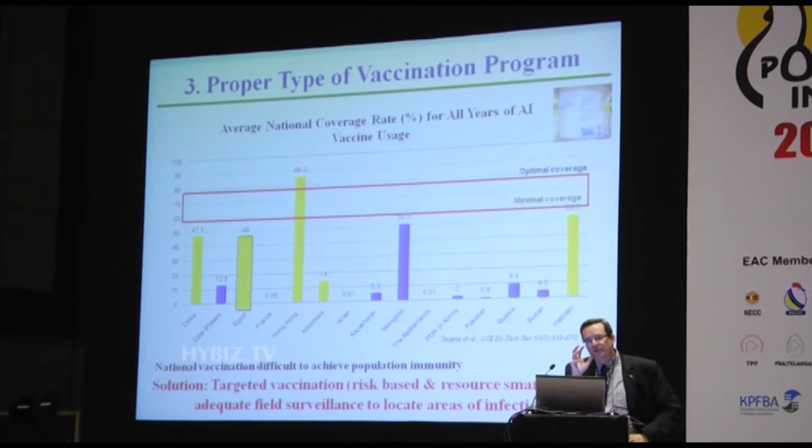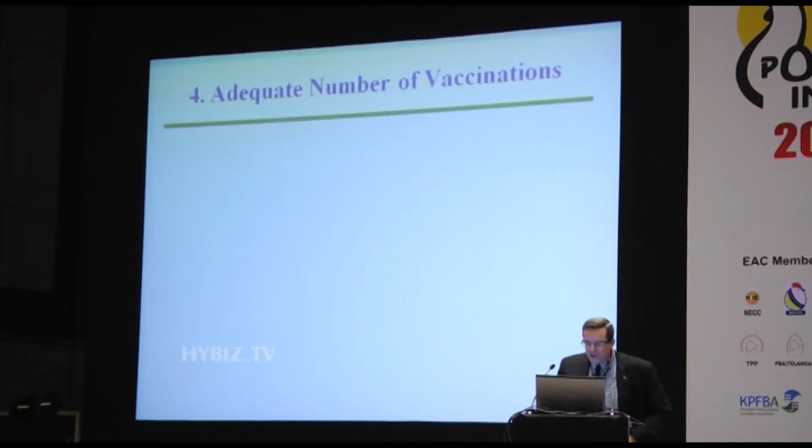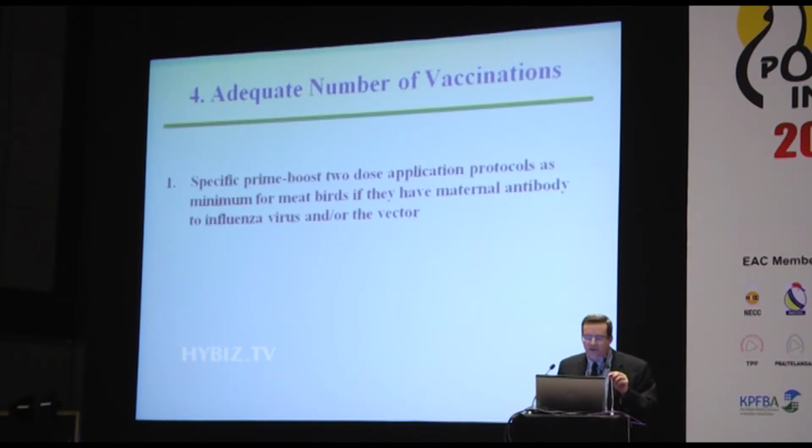And so it really focuses our attention that vaccination programs for influenza have to be targeted to the high-risk poultry and have to use the resources in the smartest way possible to get the best protection. That's based upon using adequate field surveillance to locate the areas of infection and concentrating only on the areas of infection, either by compartment or by geographic area.